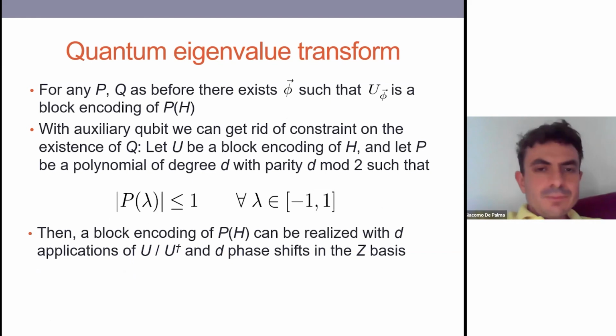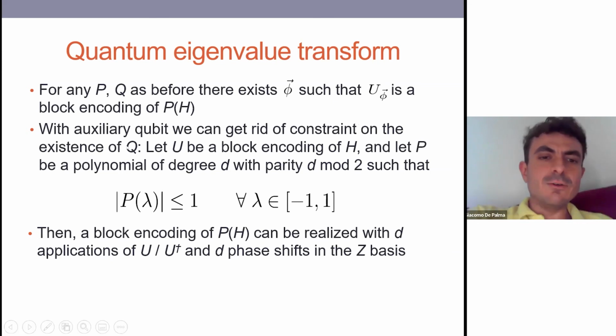Then, if we want P to be a generic even polynomial, we still have to get, because if you remember, the condition also requires the existence of an odd polynomial Q that satisfies the equation. And that condition, in principle, is non-trivial. But still, we can play a further trick, and we can add a further auxiliary qubit. And with this further auxiliary qubit, we can get rid of the constraint on the existence of the polynomial Q.